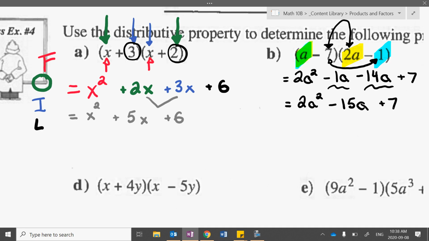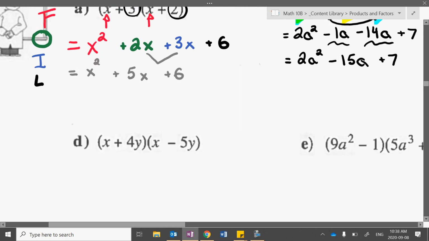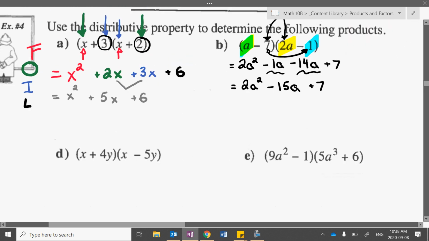How was that one? A little bit better. Cool. Okay, let's try. There's a C here, isn't there? Yes.